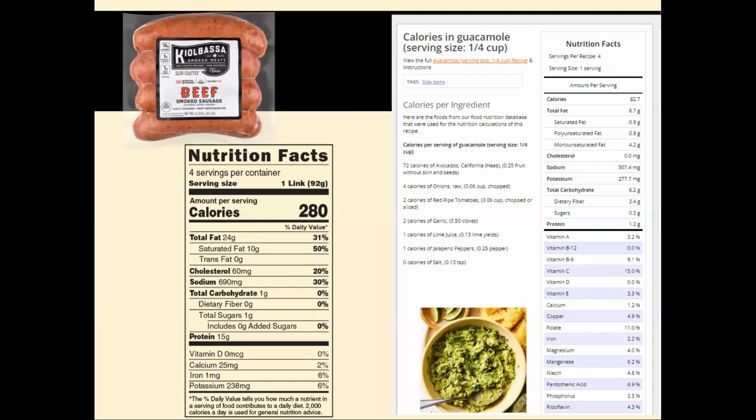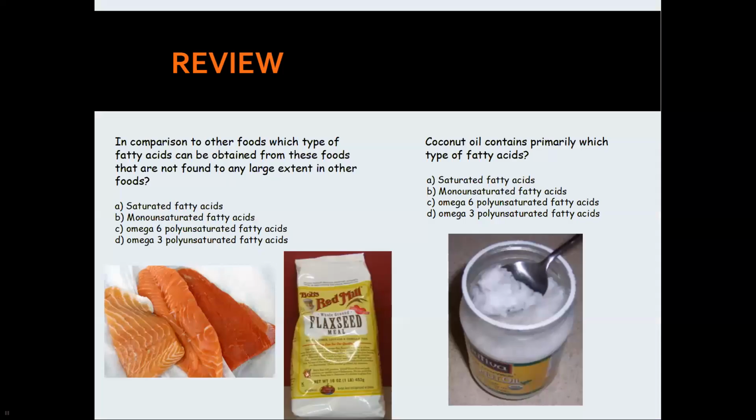And I just have a few review questions. Which types of fatty acids can be obtained in these foods that are not found to a larger extent in other foods? Remember, when you're talking about salmon and flax seeds, it's your omega-3 fatty acids. If we're talking about coconut oil, which type of fatty acids predominate? I hope you remember it's saturated fatty acids, all right? That gives it a bit of its semi-solid structure.